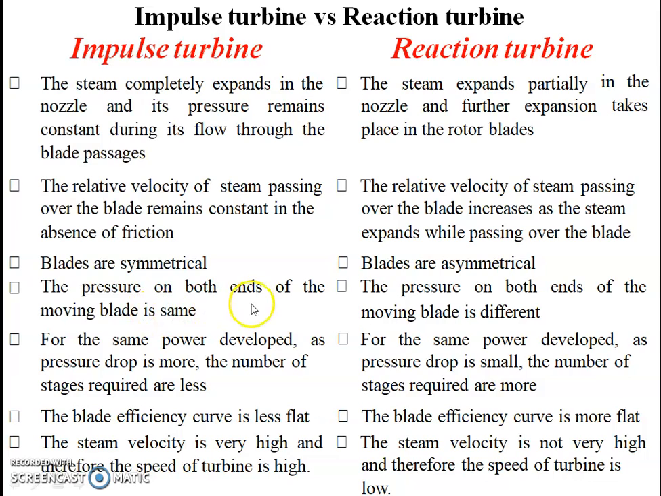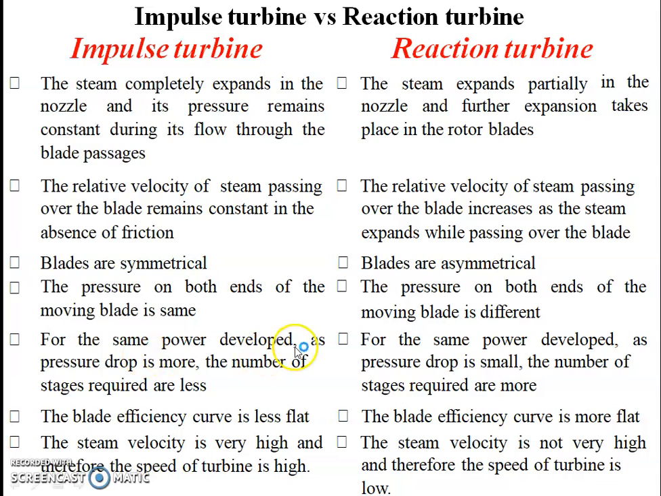In the impulse turbine, the pressure on both ends of the moving blade is the same, but in the reaction turbine, the pressure on both ends of the moving blade is different. In the impulse turbine, the pressure drop happens in the nozzle section and there is no pressure drop in the moving blade, but in the reaction turbine, 50% of the pressure drop happens in the nozzle and 50% happens in the moving blade.